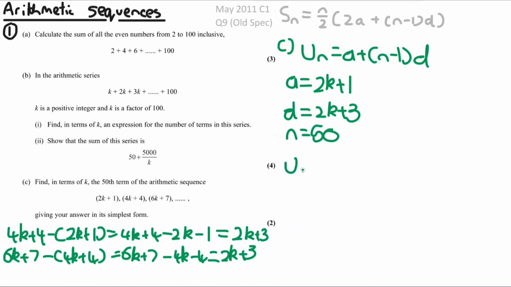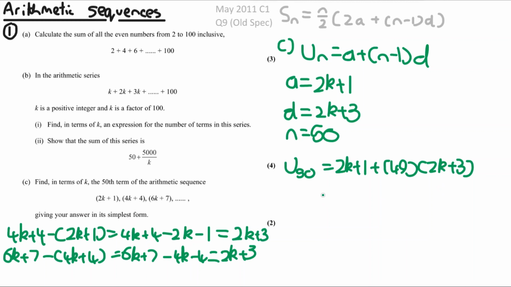So u50, as we're finding the 50th term, n is equal to 50, is going to be equal to a, which is 2k plus 1, plus, and then n minus 1, so it's going to be 50 minus 1, so it's going to be 49, and then d is equal to 2k plus 3. And then we can expand the brackets because we need to find the answer in the simplest form.